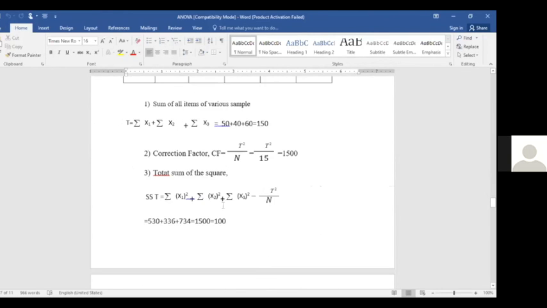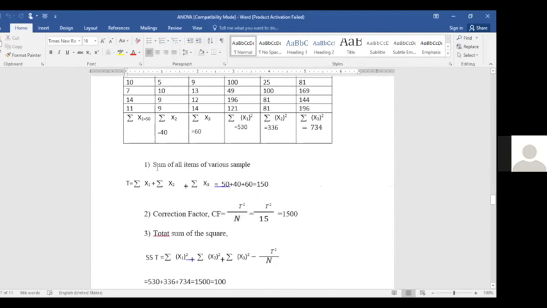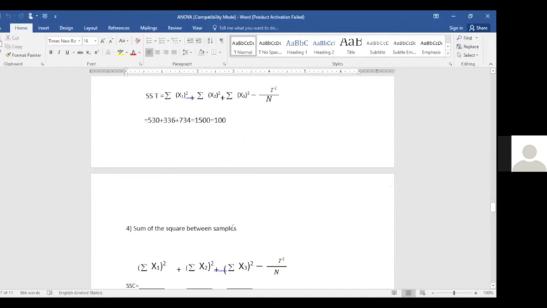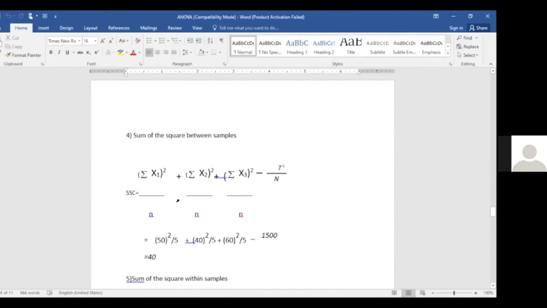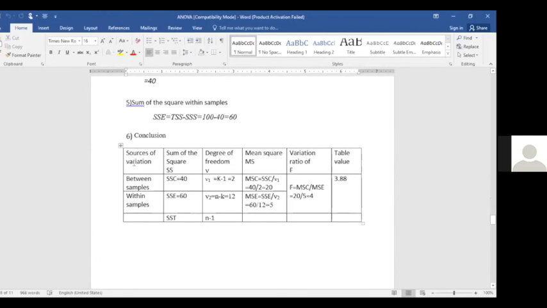So a shortcut method is also there. Number 1, sum of all the items of various samples. This is the formula. Then the correction factor, the sum of the squares, then the sum of squares between the samples. After calculating all these things, ultimately you have calculated the source of variation within the sample, SSC.